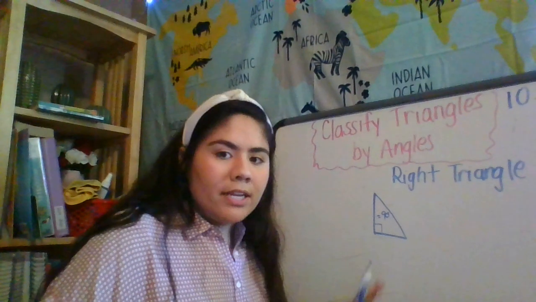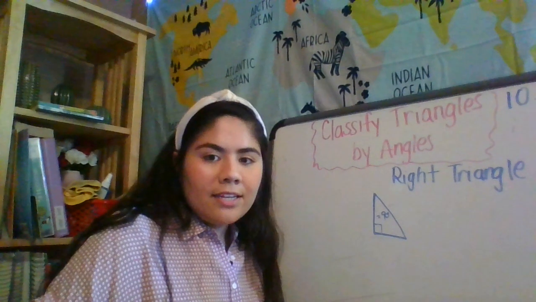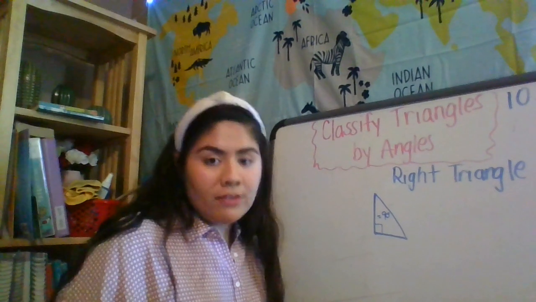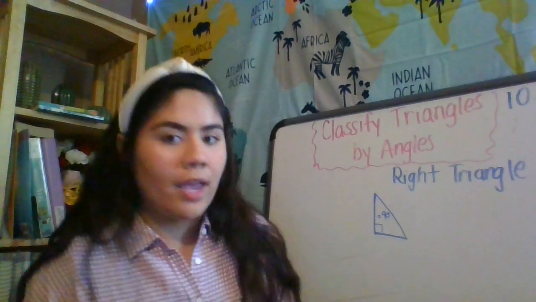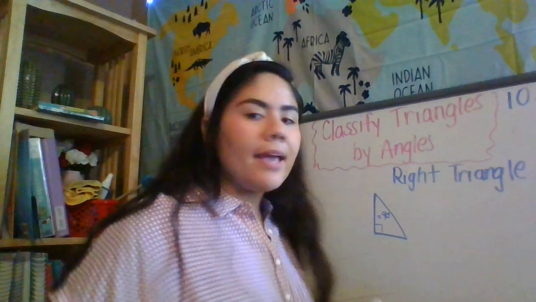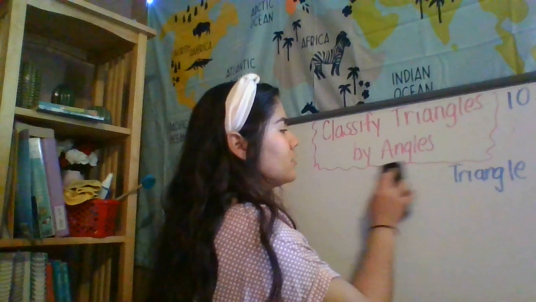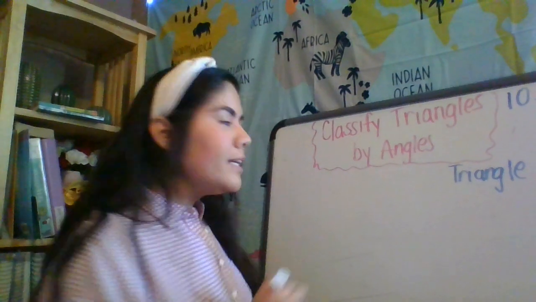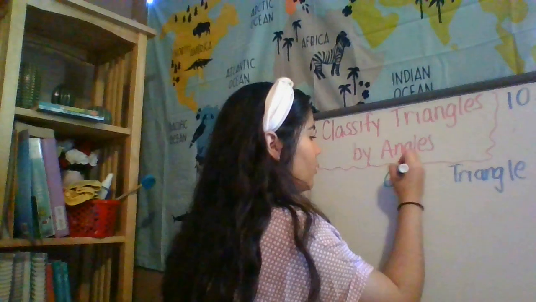The next one, I'm going to erase this, but I'll let you look at it for a second if you need to copy it. You can also pause the video at any moment so that you can copy what's on the board. Okay, the next triangle, I won't erase the word triangle, is going to be an obtuse triangle.